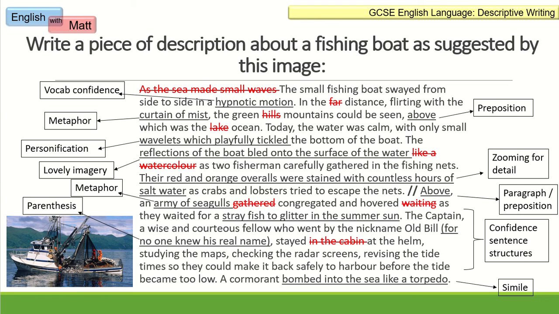So this is a good start. There are some small errors in it, but it is good. And if you could write a piece of description like this, you would be getting a good amount of marks for it, consistent with getting a grade 4 anyway.